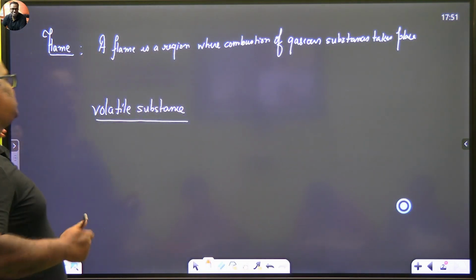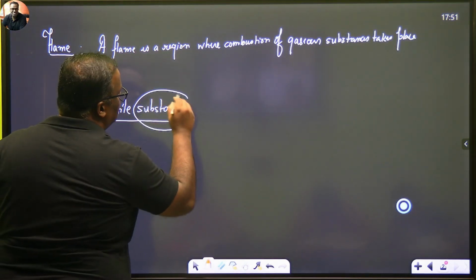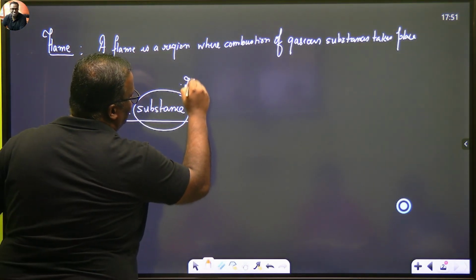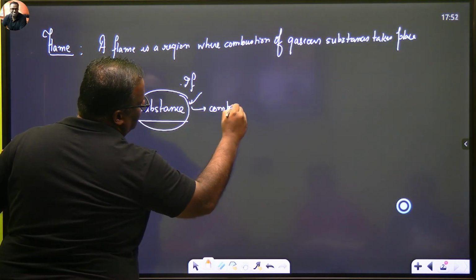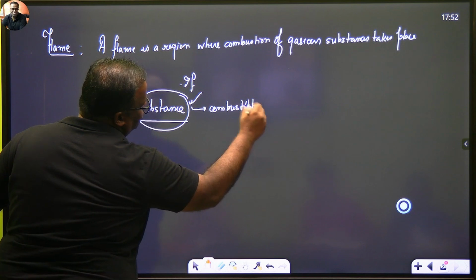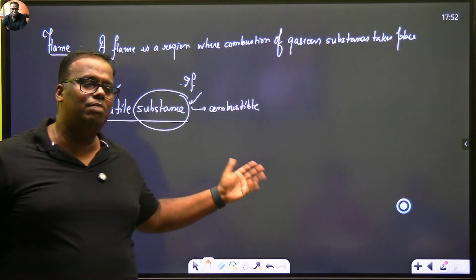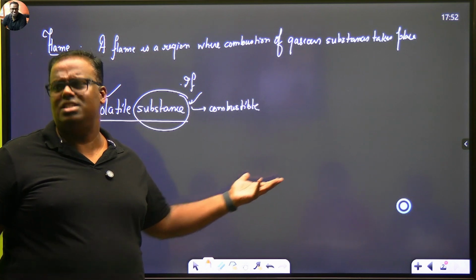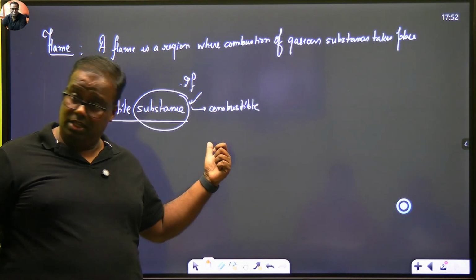So now our question is, instead of a volatile substance, suppose this substance is combustible, try to understand, if this substance is combustible and it is equally volatile, that means will it give a flame? 100%. Let's ask ourselves, kerosene, is it combustible? Yes. Is it volatile? Yes.